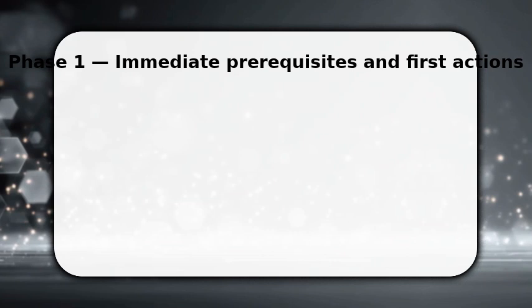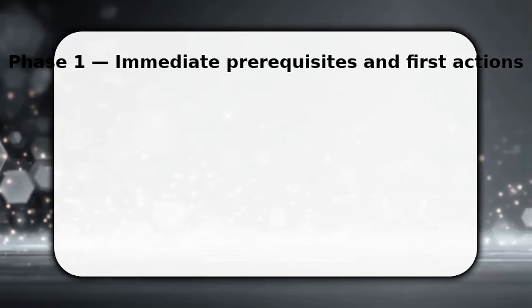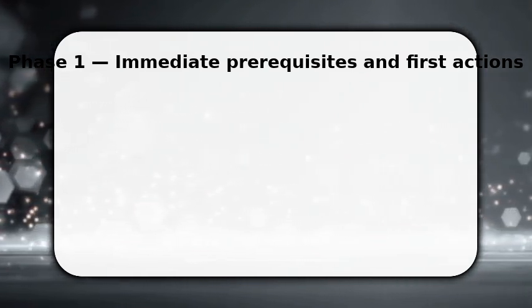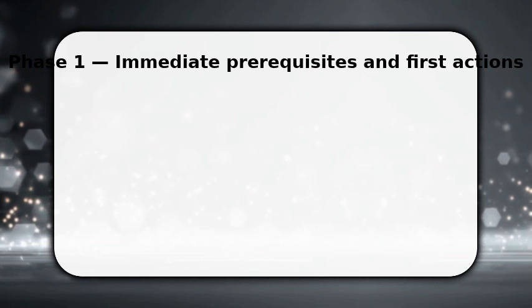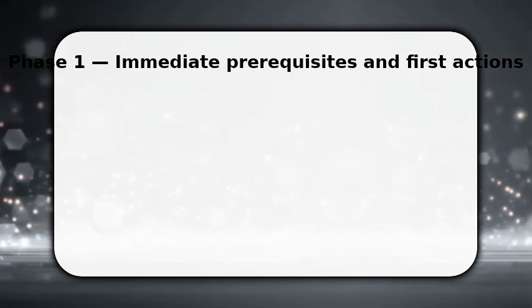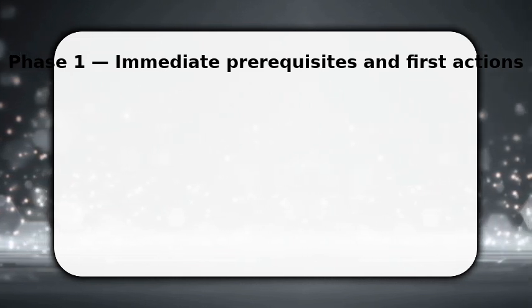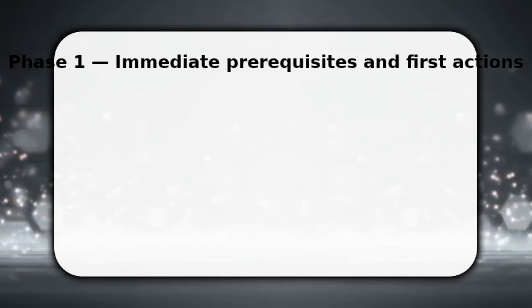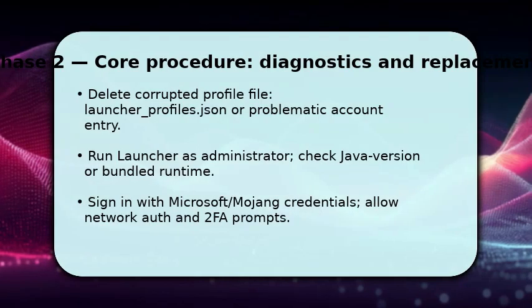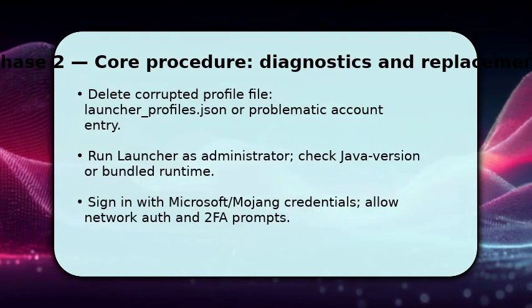Next, find launcher_profiles.json or the newer accounts directory and make a copy. This gives you a rollback. Doing these steps now saves time later and isolates the profile issue, so you can edit or replace corrupted files safely without guessing.